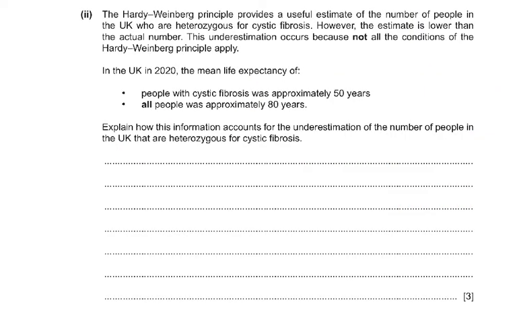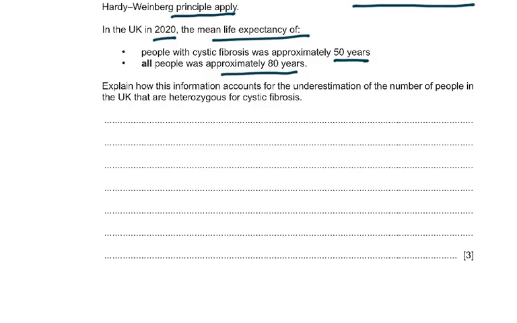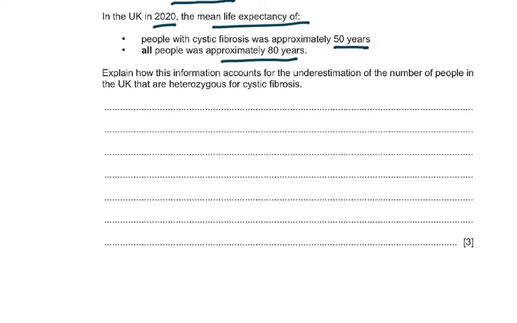Then part 2: the Hardy-Weinberg principle provides a useful estimate of the number of people in the UK who are heterozygous. However, the estimate is lower than the actual number. The underestimation occurs because not all the conditions of the Hardy-Weinberg principle apply. In the UK in 2020, the mean life expectancy of people with cystic fibrosis was approximately 50 years. For all people it was approximately 80 years. Explain how this information accounts for the underestimation of the number of people in the UK that are heterozygous for cystic fibrosis. Well, this is natural selection.